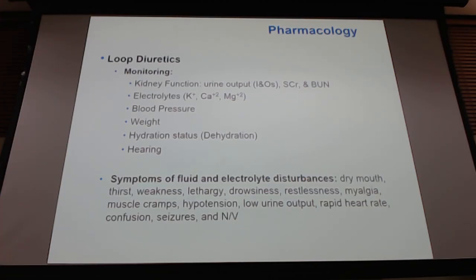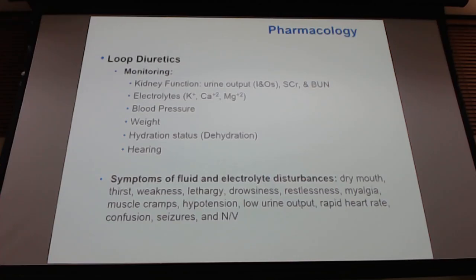So for monitoring, we want to monitor their kidney function, their electrolytes, and also their blood pressure due to the acute hypovolemia, which leads to hypotension. And then we also want to look at their weight. So usually patients, if they come into the hospital, will have a dry weight and then their weight right now. Dry weight means what they're usually at without any of their edema, and the weight that they're at right now, so they might be experiencing some edema.